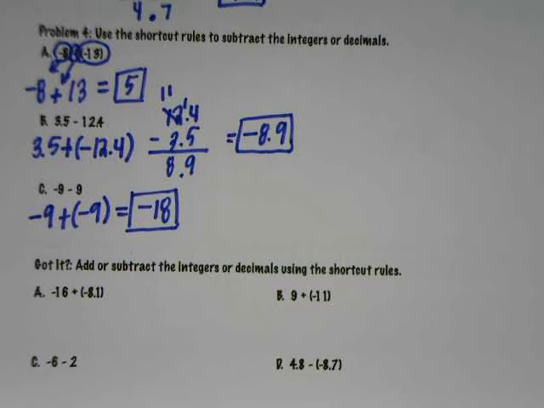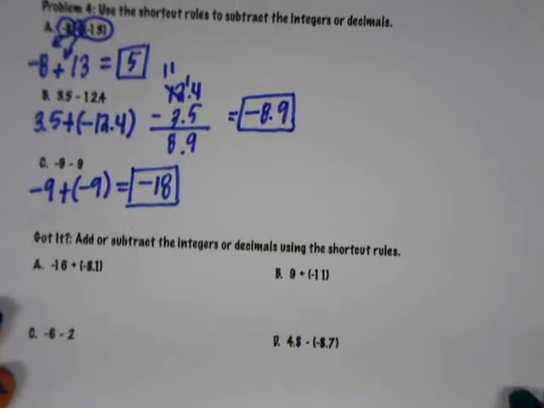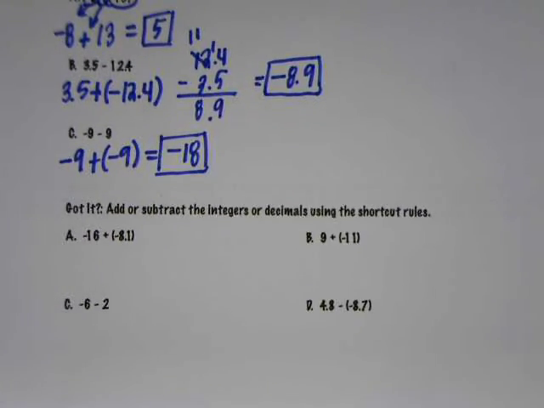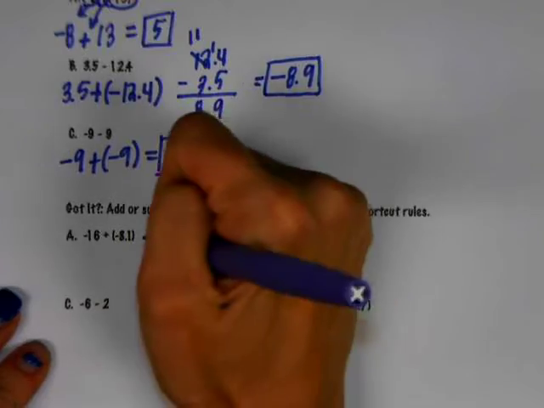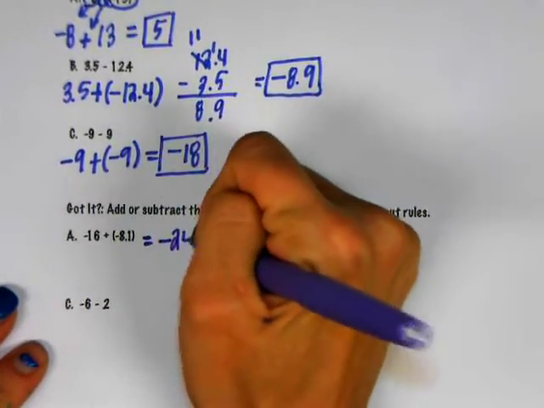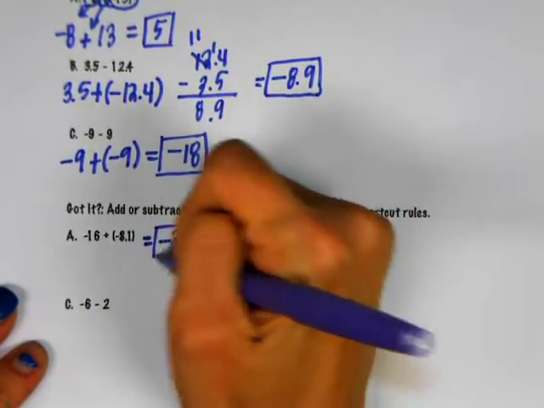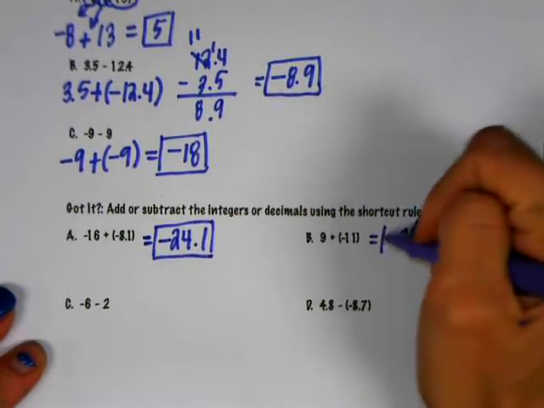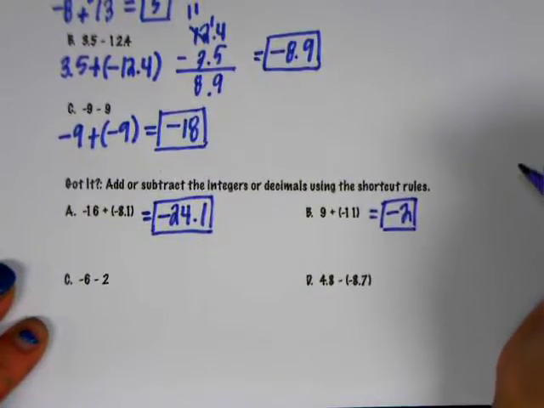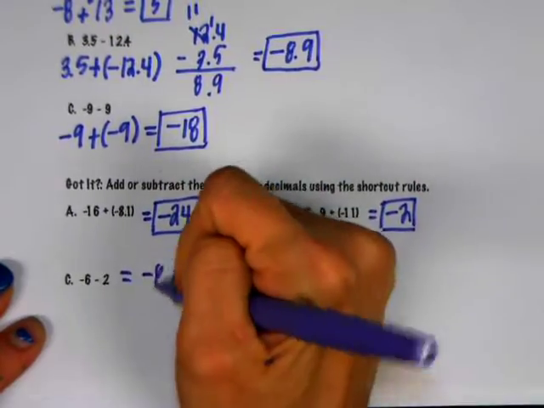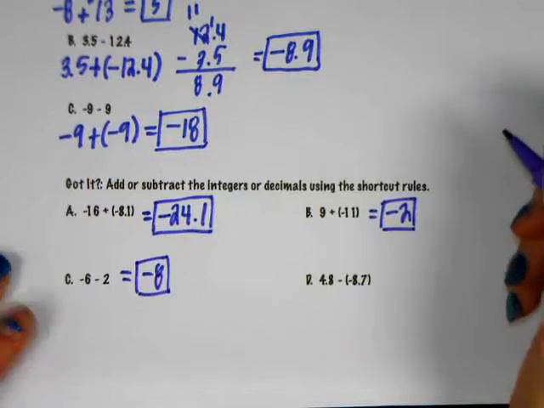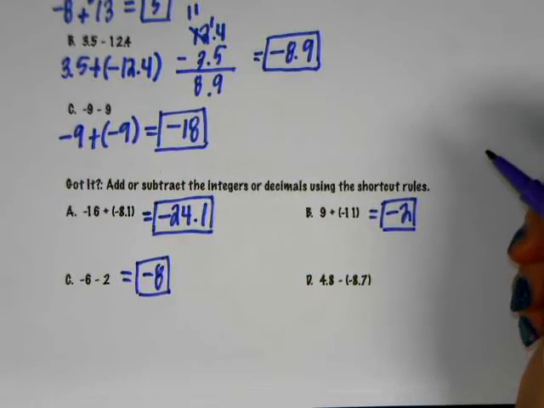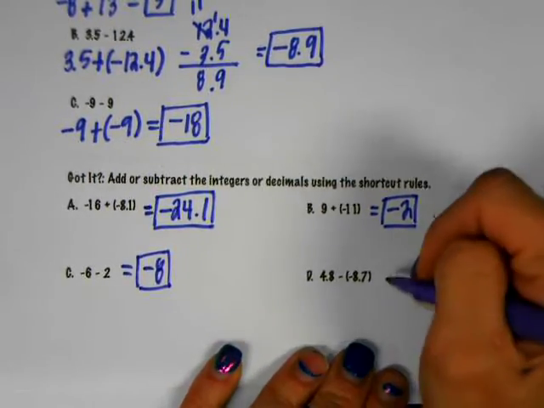Are we ready, you think? Yeah? Okay, I'm just going to give you guys the answers. And then if something's confusing or you got it wrong, then speak up, okay? So for A, you should have gotten negative 24.1. For B, you get negative 2. For C, you get negative 8. And then for D, you get 13.5.